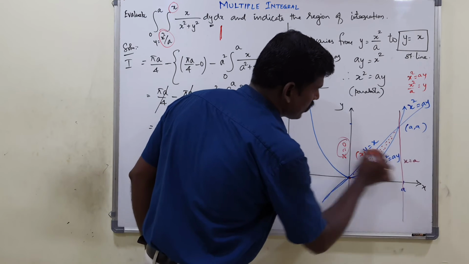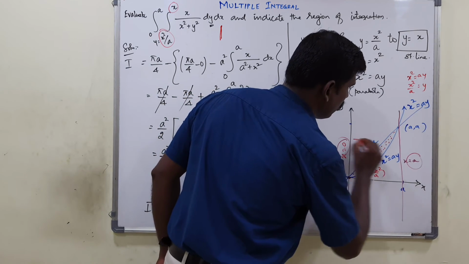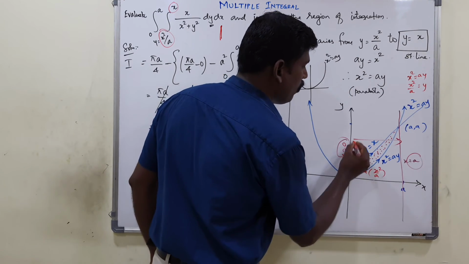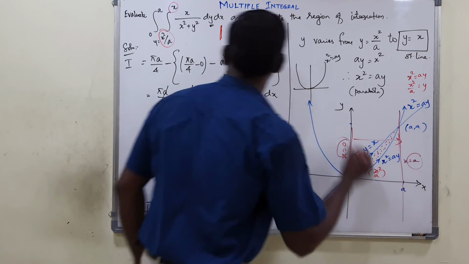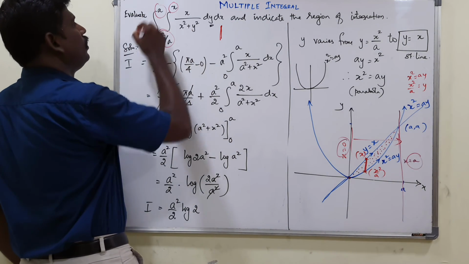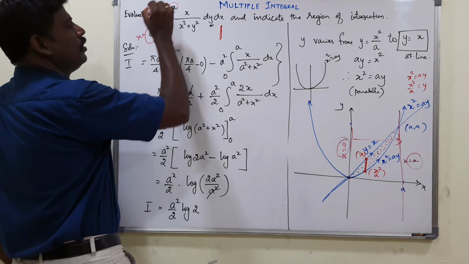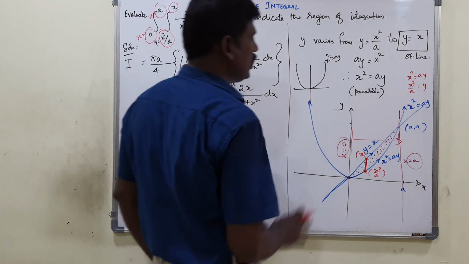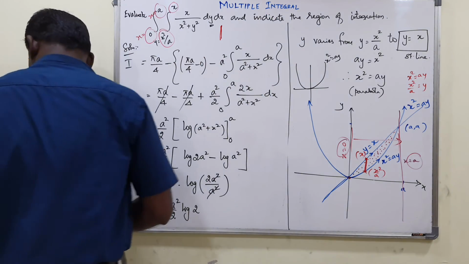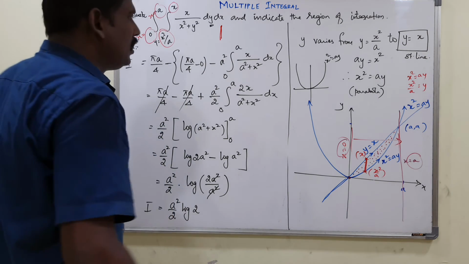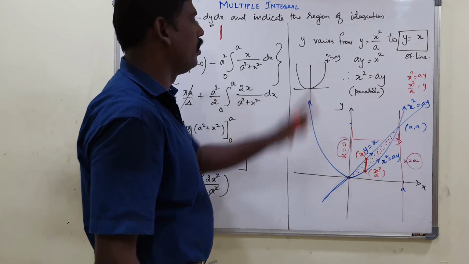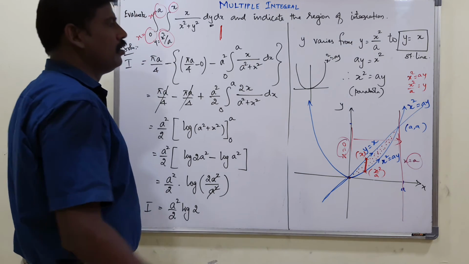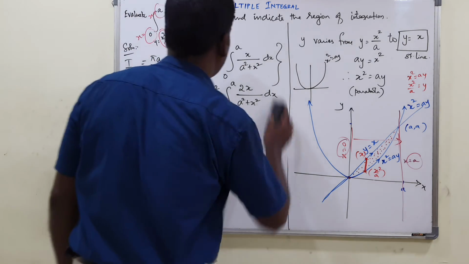So what is the value of x here? 0 to a. Right? We can move the strip from x equal to 0 to x equal to a. So 0 to a. This is the limit for x. That's all. So this is the region of integration. You just have to understand it. You just sketch the region roughly. No need to take the measurements accurately.